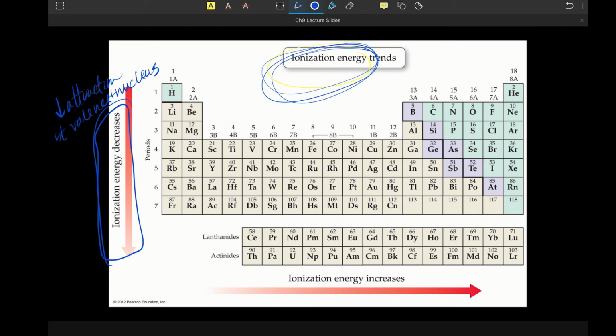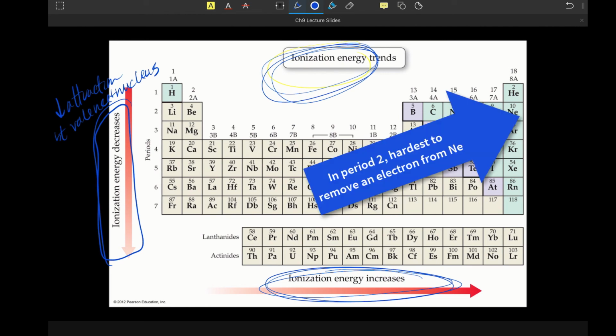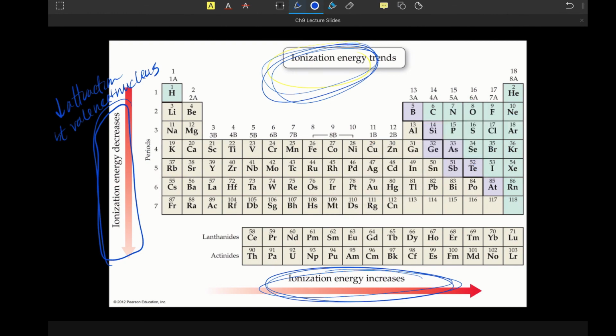As we go down a group, if the valence is further and further from the nucleus, there's less and less attraction, which means it's easier to remove. The opposite is true across a period, because as we go across a period, we already said that as we add electrons to the same shell, the force of attraction between the valence and the nucleus increases, which means it's harder. It's going to cost more energy to remove an electron. Yes? All right.